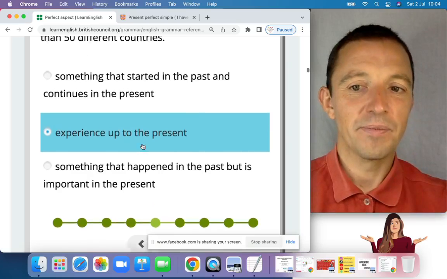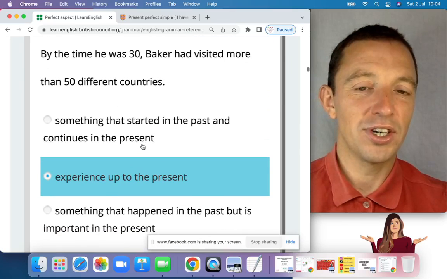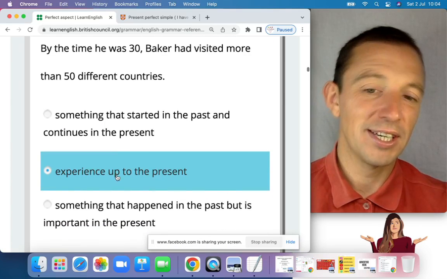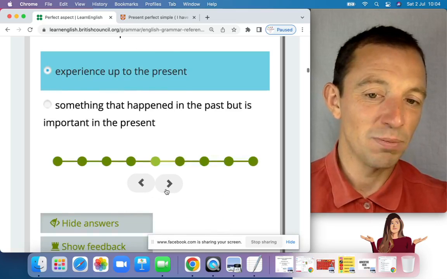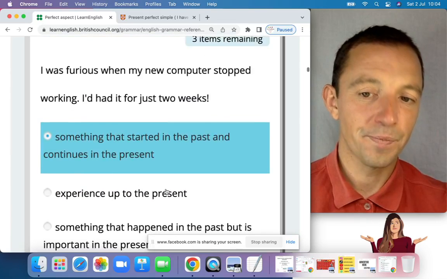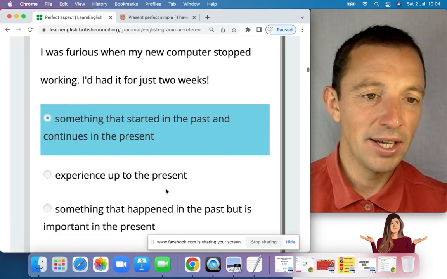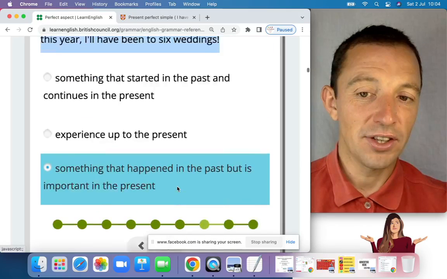And by the time he was 30, Baker had visited more than 50 different countries. Experience into the present. And I'll just move very quickly to the last ones. That's the first option. And this one is the third option.